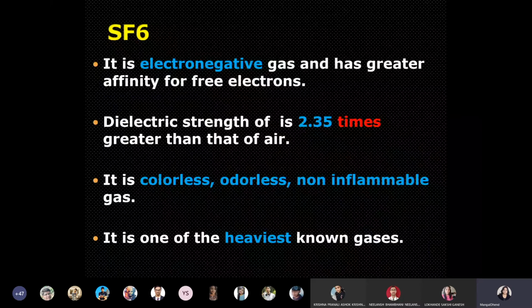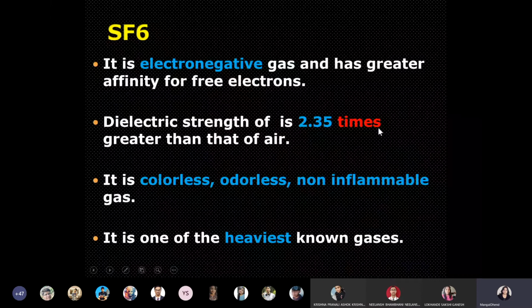So the electron attachment process goes on taking place. So a free electron will not reach the anode. It will just get stuck with the gas molecule, and therefore electrons will not move easily, meaning current will not move easily. And this is a very important property of why SF6 is popular. Its dielectric strength is 2.3 times greater than that of air. So you have to remember SF6 is 2.3 times greater than that of air.